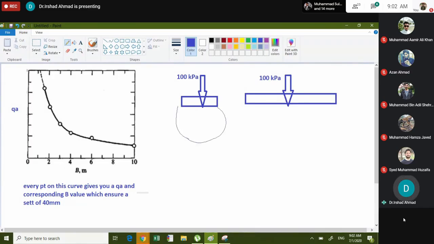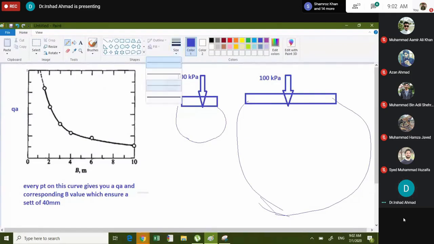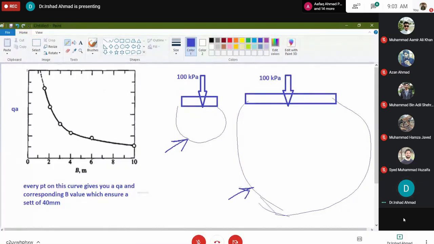And how much would be the stress here? The 2B of this large foundation is large, right? How much is the pressure intensity of this pressure bulb and of this pressure bulb? जी, कोई बता सकता है?